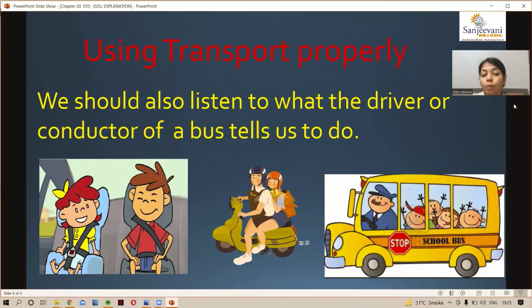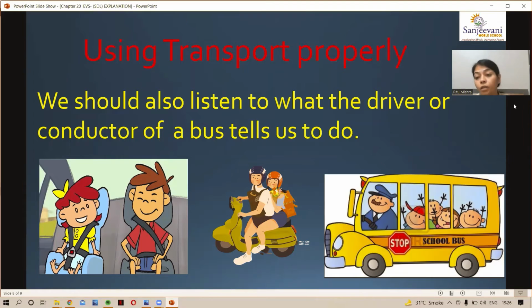Using transport properly, we should also listen to what the driver or the conductor of a bus tells us to do. I told you when we are on the road, we need to follow the traffic rules. While driving the car, you need to wear the seat belts. While riding the scooters, the two-wheeler, you need to wear the helmet.